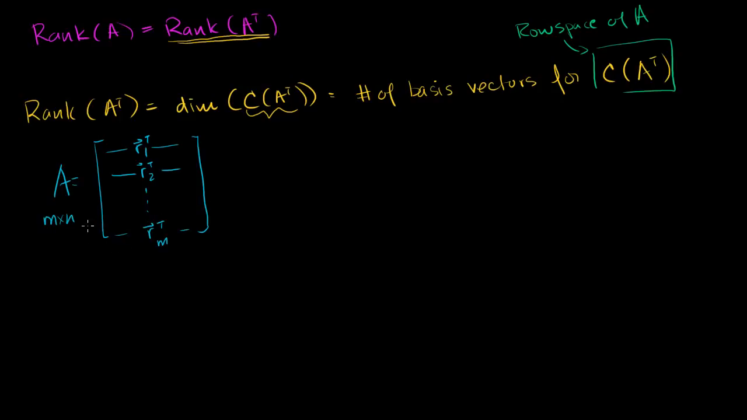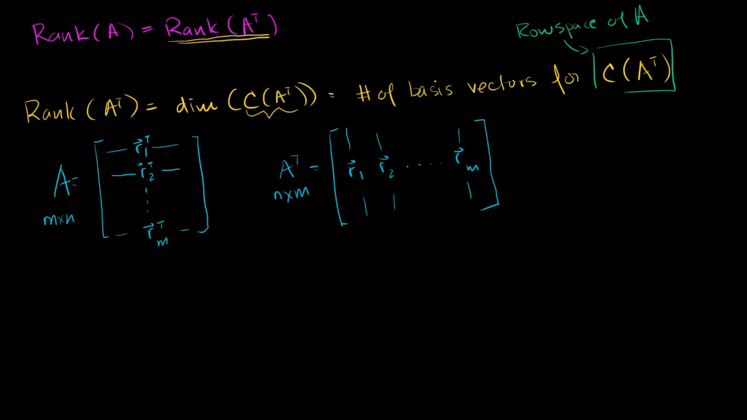And then A transpose, all of these rows are going to become columns. A transpose is going to look like this. R1, R2, all the way to Rm. And this is, of course, going to be an N by M matrix. You swap these out. So all these rows are going to be columns, right?